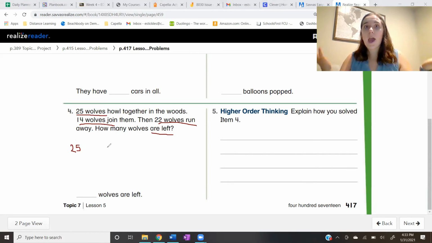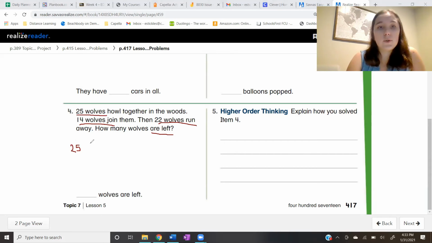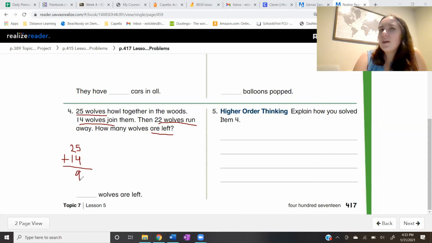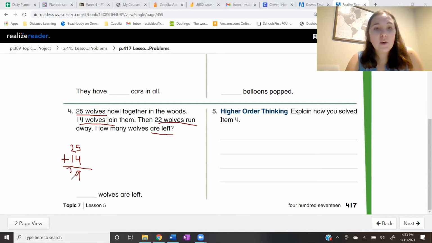So let's start by adding up how many wolves joined and see how many we have now that those 14 joined them. So I had 25 and then 14 joined, which means that we're gonna add on, right? So let's see, 5 plus 4 is what? 9. And 2 tens plus 1 more ten would be 3 tens. So after those 14 wolves joined them, there are now 39 wolves. That was our first step. Let's see what our second step is.